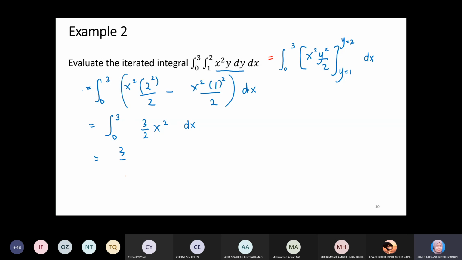So you get 3 over 2 x cubed over 3. You can delete the 3 from 0 to 3. I hope by now you get the point that when we're given a function here, just integrate the inner integral, and then we integrate with respect to the outer integral. Okay, any question? No? Have you woken up?